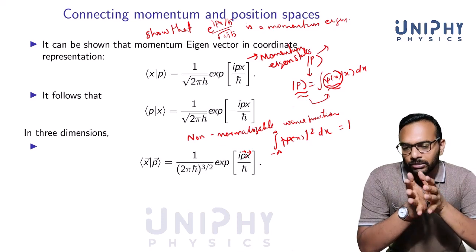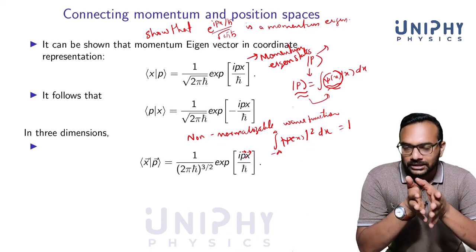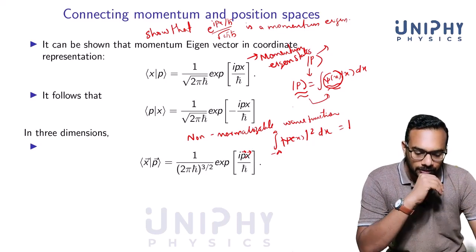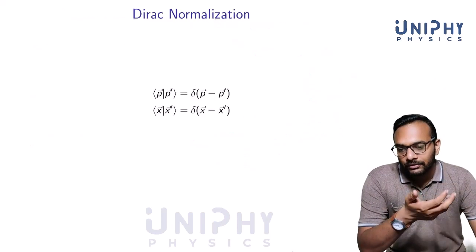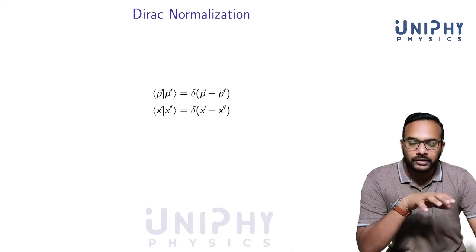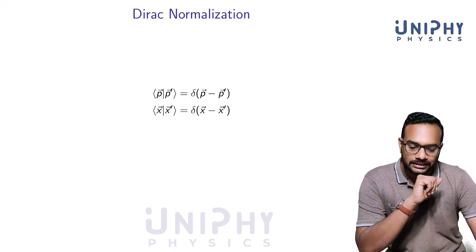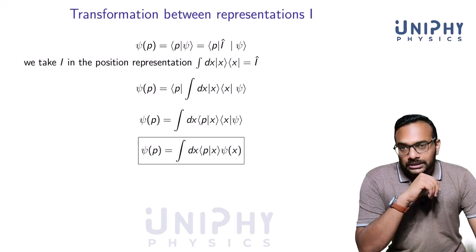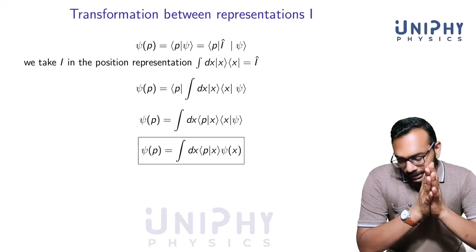But you have to be very clear that the probability interpretation does not really work for non-normalizable wave functions. All right, but these are important. We still have to work with them, so we use something analogous to normalization, and we call it Dirac normalization.